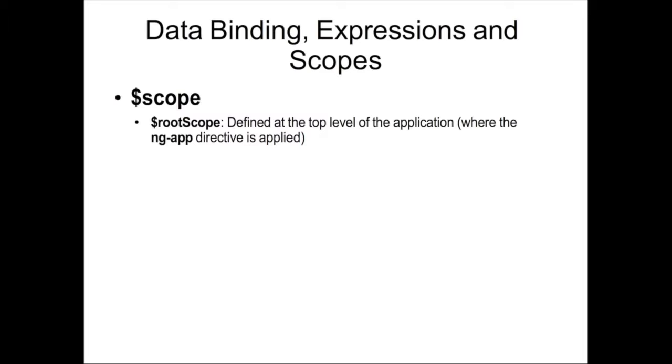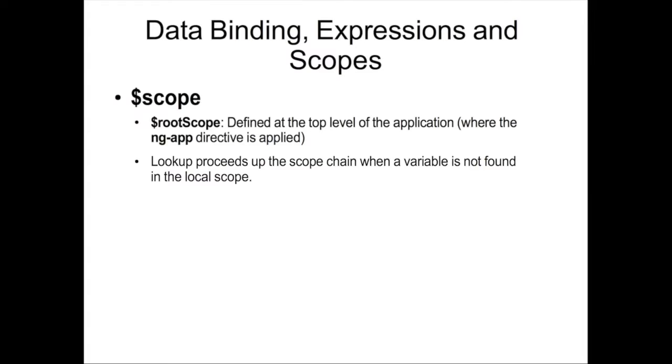So there's this notion of a root scope, and that's basically just defined right where you lay that ng-app directive. That's right where your root scope is initialized. Lookup proceeds up the scope chain when a variable is not found on the local scope. So if you have a bind expression, it's looking for something on its scope. It doesn't find it, it's going to ask its parent, and that's going to ask its parent, all the way up to the root scope.